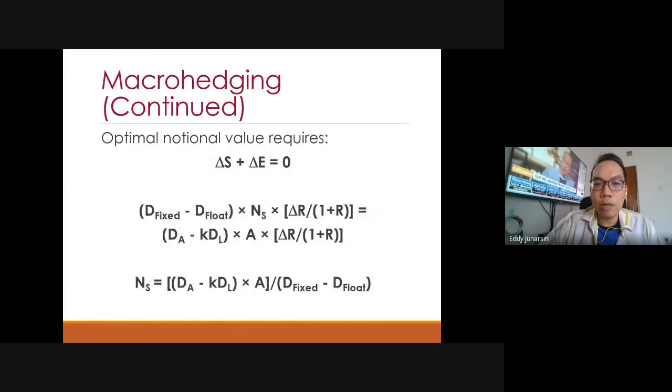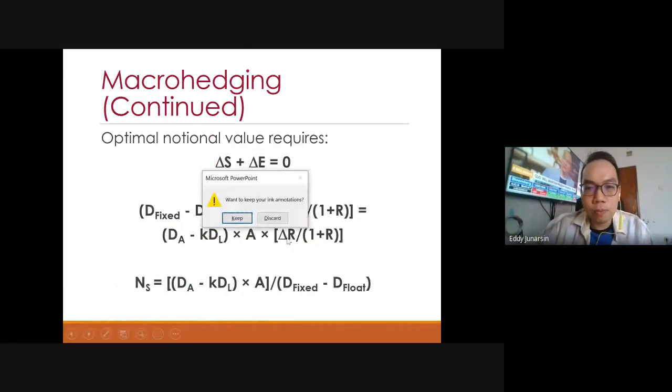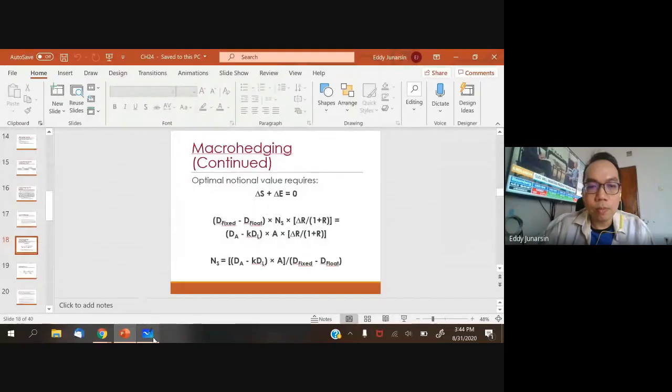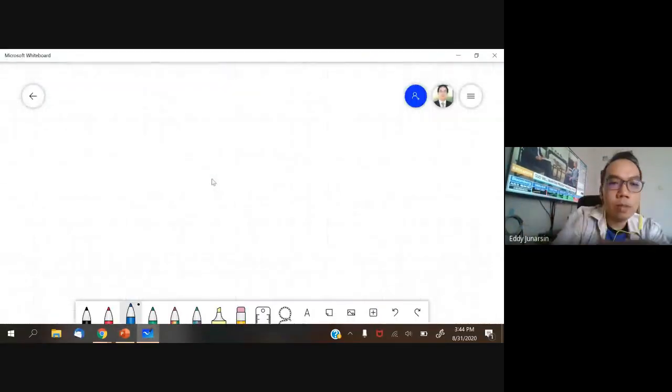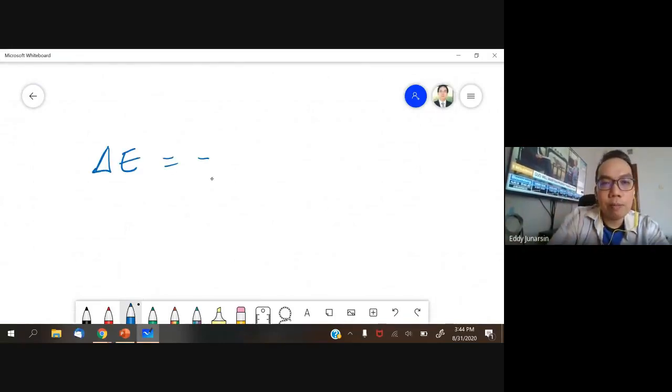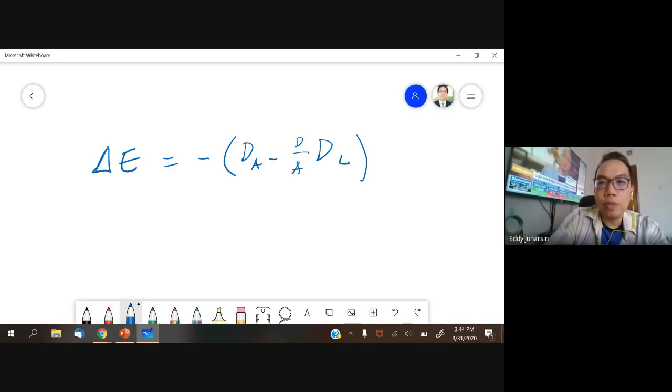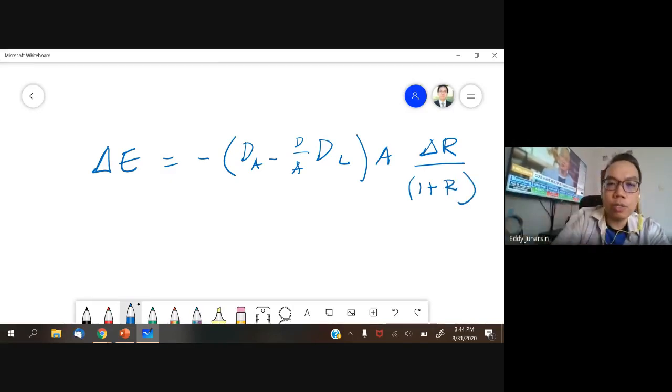Okay, so when we put them together here, the change in equity is a function of, again, minus duration of assets minus duration of liabilities multiplied by debt ratio times the assets and times the expected change in interest rate divided by 1 plus the original interest rate.